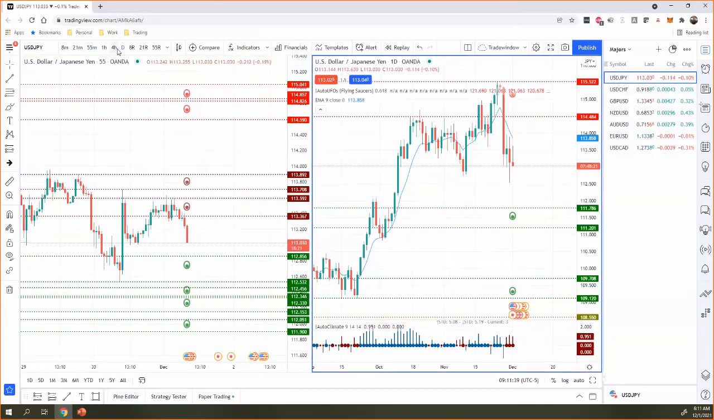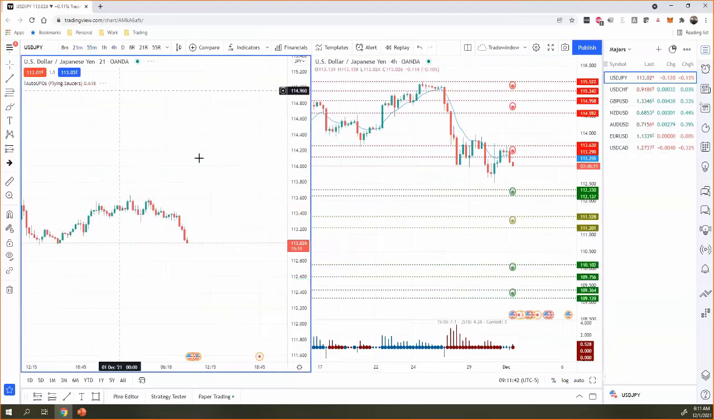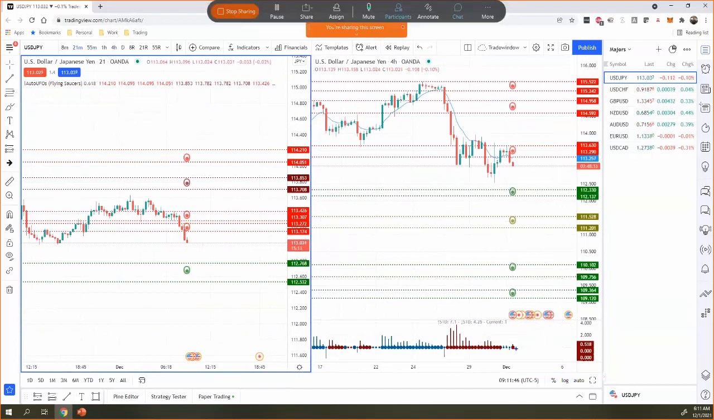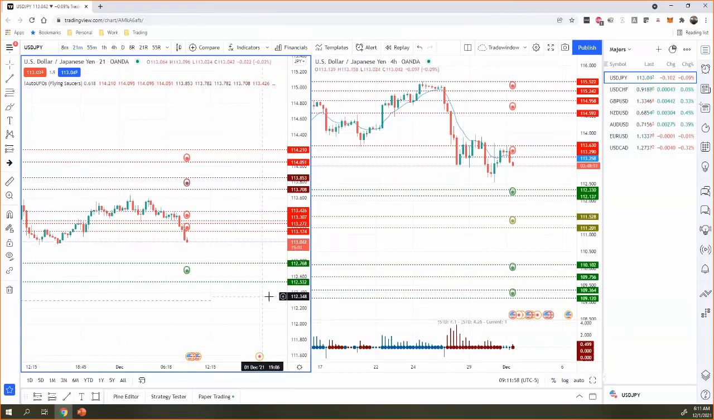So we're going to go down to a 4-hour with a 21-minute and see if we have some potential entry here. And here we go. We are on the first one out of typically 5. Moving average is at 113,257. All right. And this is looking promising.